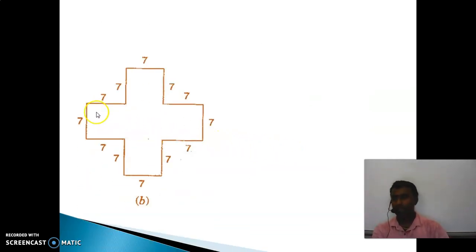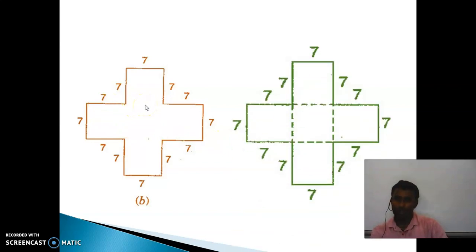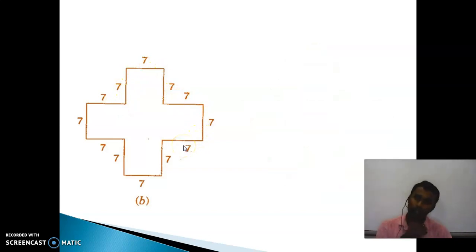Okay, so the next figure, just look at it. See, all the sides they give 7, 7, 7, okay. So first, what to do? Here 7, here 7, here 7, here 7. So 7 means 7 centimeter on every side. How to find the area of this figure? You are going to make one drawing or one cut. Suppose you have taken a scissor, you are going to cut here one cut, then here one cut, then here one cut, here one cut.